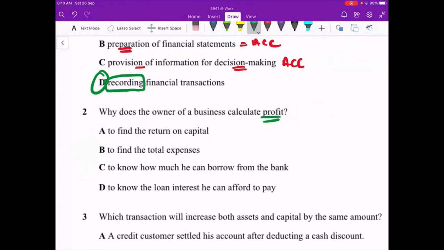Okay, we see answer A. To find the return on the capital. Yes, return on the capital. Capital means the investment that I invest. Return means how much profit I will get. So the answer is A. We read B also.